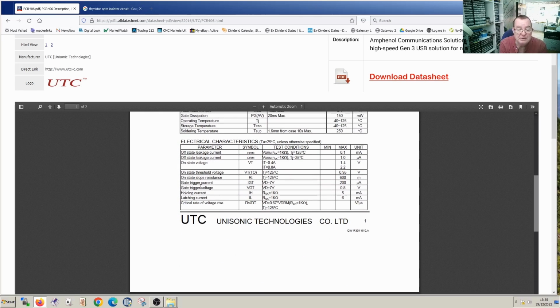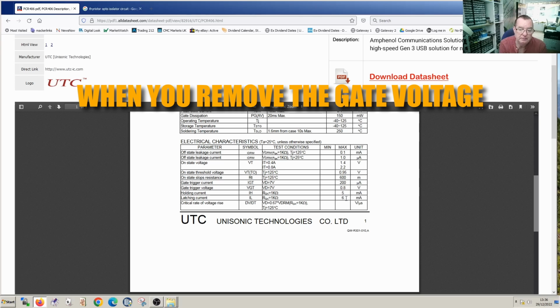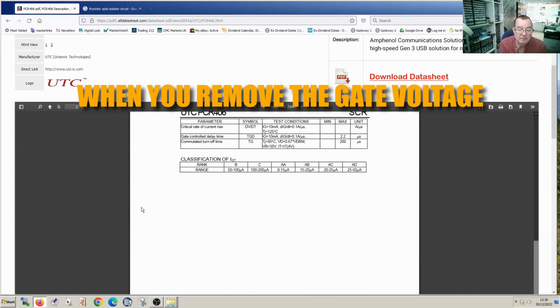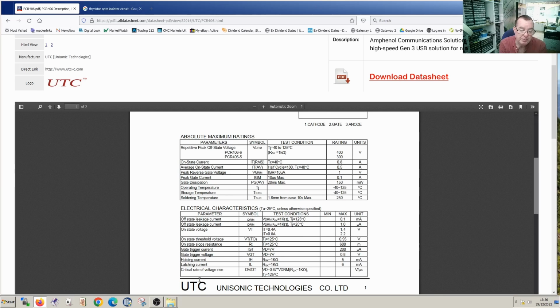The other things I mentioned were the gate trigger voltage, 0.8 of a volt on this one. The trigger current, extremely small, 200 microamps. And we have the latching current here, yeah, 6 milliamps. This is the minimum current that needs to flow between the anode and cathode for it to latch on, otherwise it will switch off. So those are the main parameters really you would be looking for on a datasheet if you want to replace a thyristor but you don't have any of the original type.